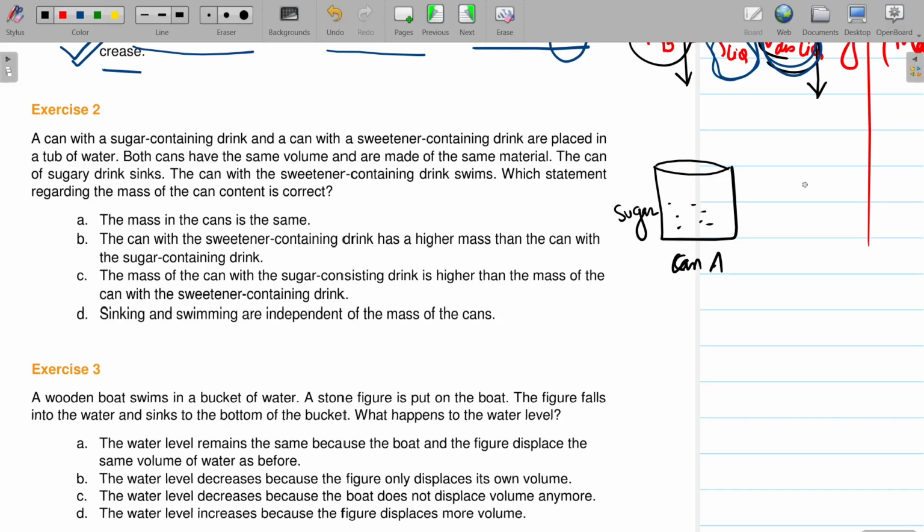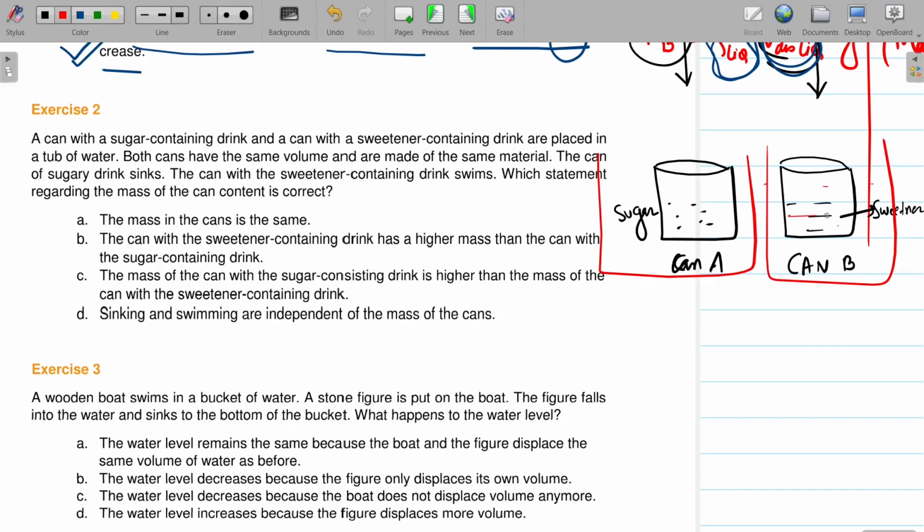And a can with sweetener containing drink. Let's suppose we have another can. This is can B and in this we have sweetener containing drink. Both are placed in a tub of water.